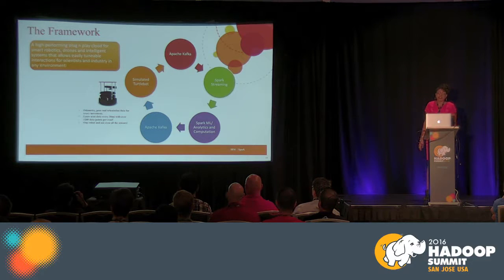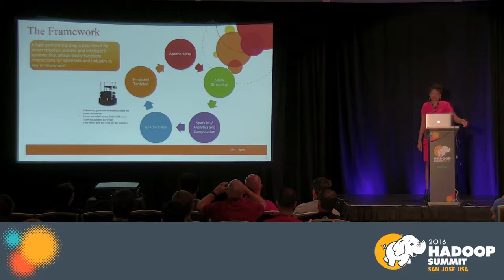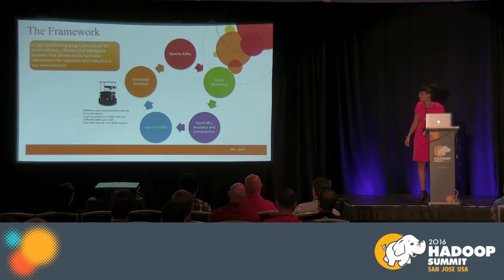So the idea is to have a really high-performing plug-and-play cloud for smart robotics, drones, and intelligent systems. And I want it to be tunable, with tunable interactions for both scientists and industries. I came out of academia, so the first thing that happened when I brought this to my supervisor was, how will this make us money? How is this useful? And my answer was, I don't know, but let's build it and find out. That's my answer to everything usually.